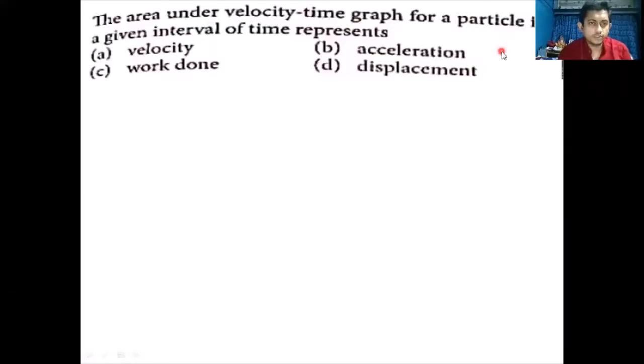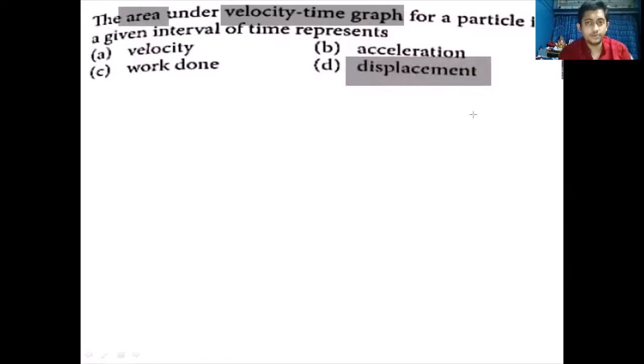So in the question, students, they're telling that area under velocity time graph for a particle will give you displacement. The area under velocity time graph. So velocity time graph, I'm underlining area. So area under velocity time graph will give you displacement. And if you find the slope of velocity time graph, then the slope will give you acceleration. Right? Very good.